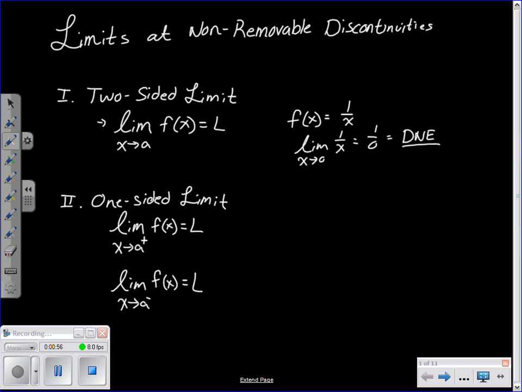There's another idea, though, in evaluating limits, and that's called a one-sided limit. And this is the idea of approaching a value from the right-hand side or from the positive side of the graph, and from the left-hand side or from the negative side of the graph. So in the case of a one-sided limit, whenever your two-sided limit did not exist, there's a chance that your one-sided limit will exist, and it's a really good chance, actually.